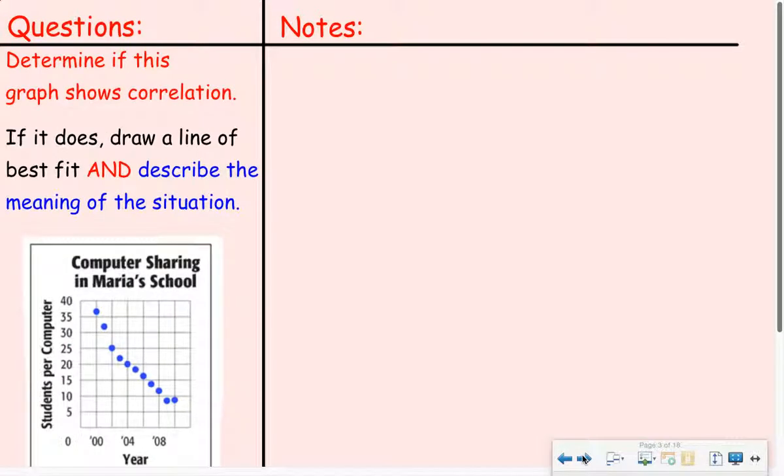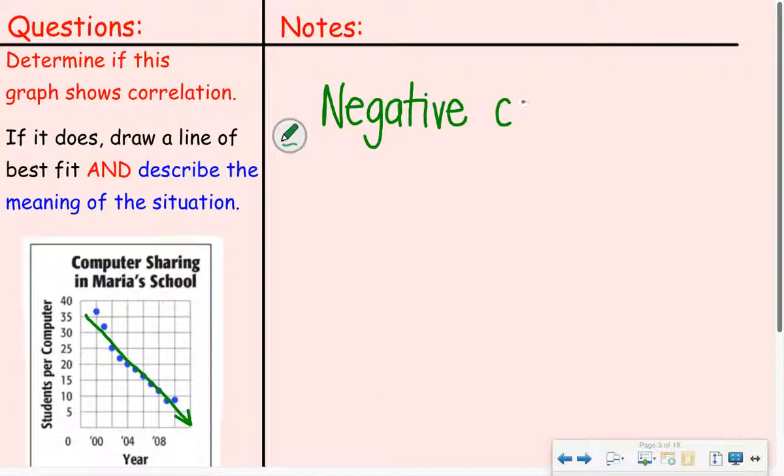Okay. Determine if this graph shows correlation. If it does, draw a line of fit and describe the meaning of the situation. So let's see if we're able to draw a line of best fit for this graph first of all. Well, it looks like our data is going down from left to right, so I can draw a line of best fit. Down from left to right means negative correlation. And now we have to describe the meaning.